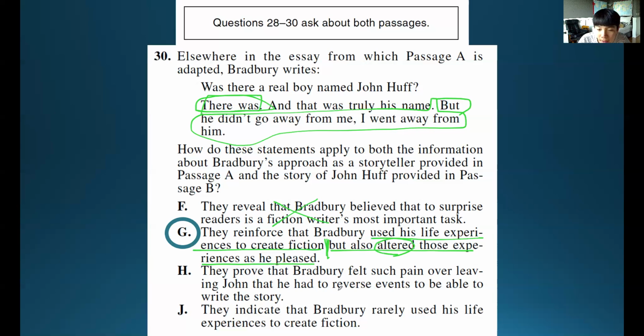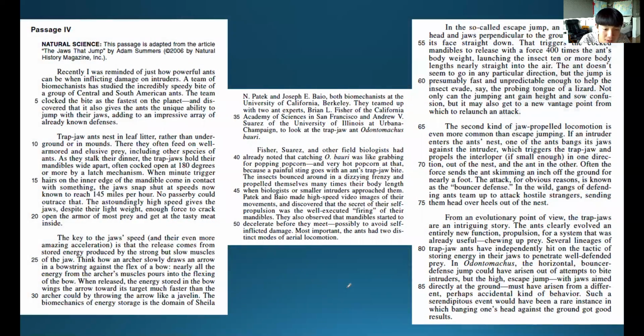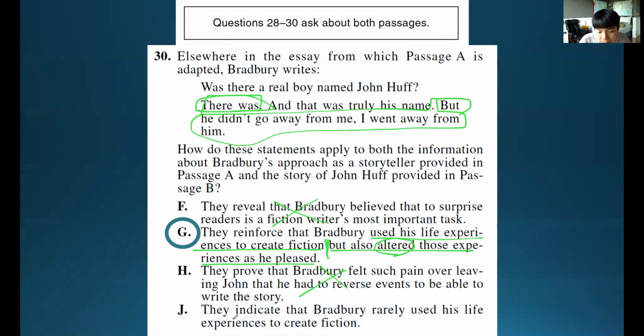The rest of these, Bradbury felt such pain that he had to reverse events. That's going a bit far. He didn't feel such pain he had to reverse events to write the story. That's going a bit far. I'm sorry. Jay says they indicate that Bradbury rarely used his life experiences. No, he did. There was a boy named John Huff. Jay is incorrect.